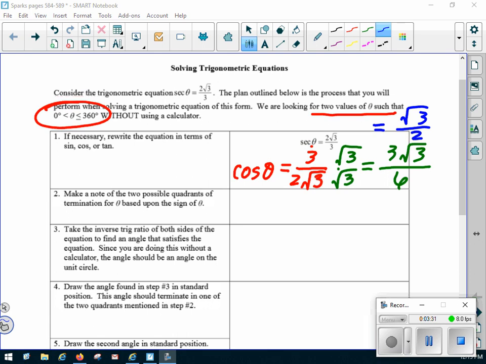Now, we're going to make a note of the 2 possible quadrants of termination for theta based on the sign of theta. So what I'm going to do is I'm just going to do this. Now this says my cosine is positive. What quadrants have a positive cosine? 1 and 4. So I'm going to have to find an answer in quadrant 1, and I'm going to have to find an answer in quadrant 4. But my answers have to be in this interval, okay?